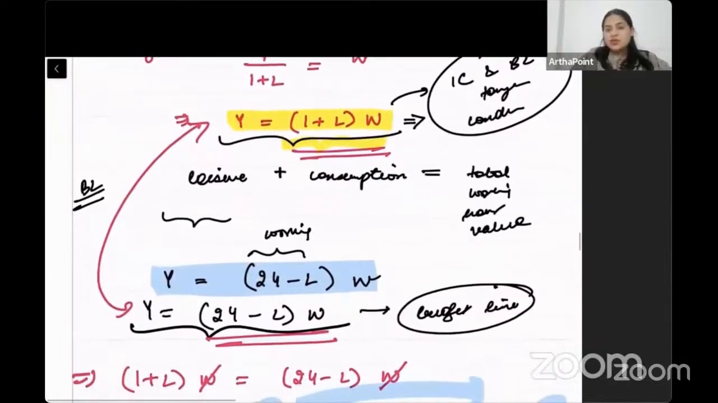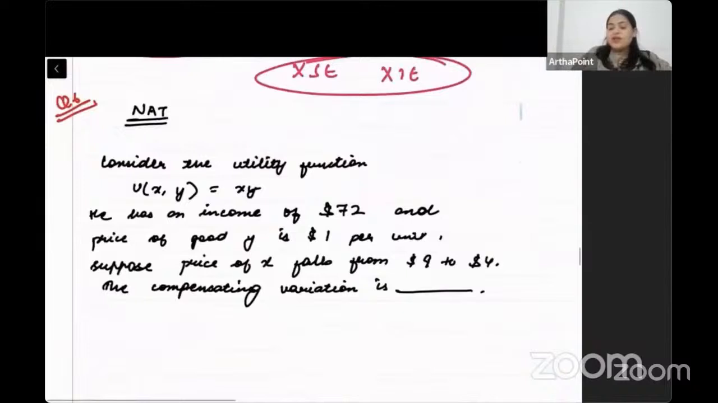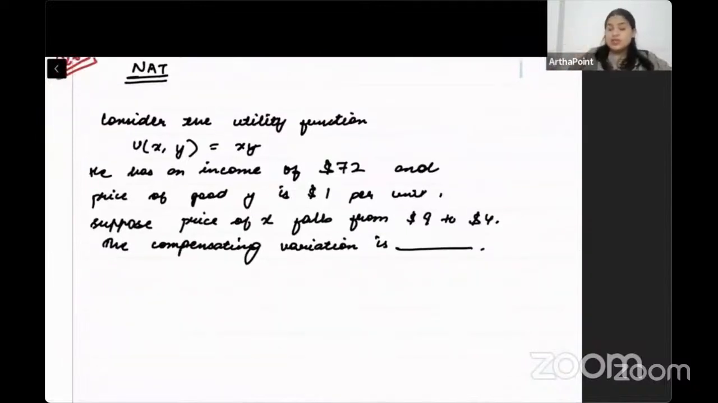Anything else? Any other question here? Okay, try to solve this question. Beta, question number 6. It's a NAT question. You're given the utility function as XY. You're given income is 72. Price of good Y is 1. And price of good X falls from 9 to 4. You should find the compensating variation. I'm giving you 5 minutes to solve this question. Just try this.